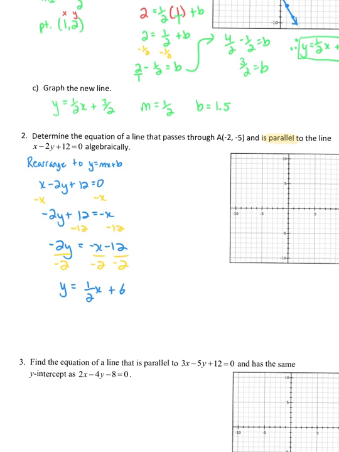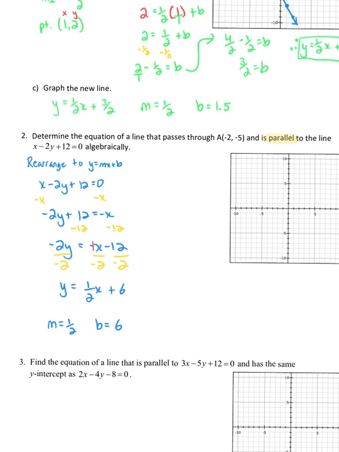Be careful with your negative signs there. Both terms are negative divided by a negative. That's why they end up to both be positive. And the coefficient in front of the x is negative 1. So negative 1 divided by negative 2, we just leave it as positive 1/2. And negative 12 divided by negative 2 is positive 6. So we can identify the slope here is 1/2 and the y-intercept is 6.